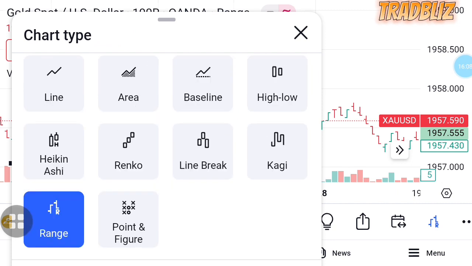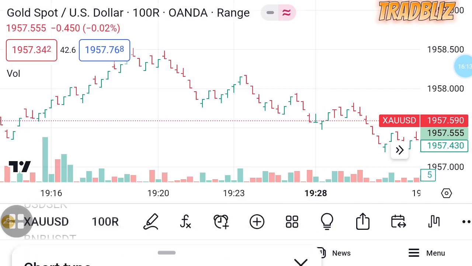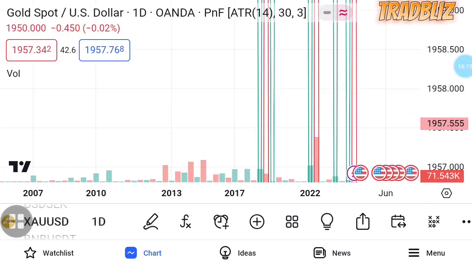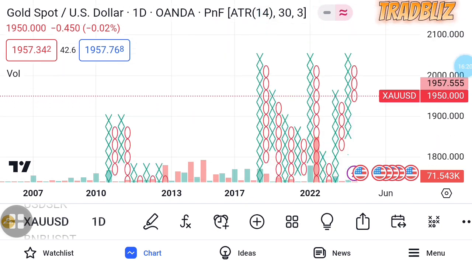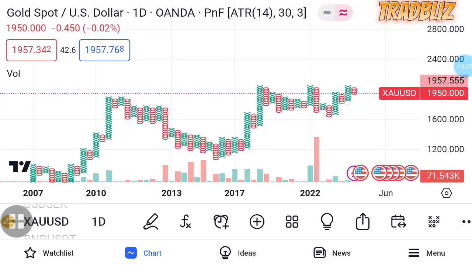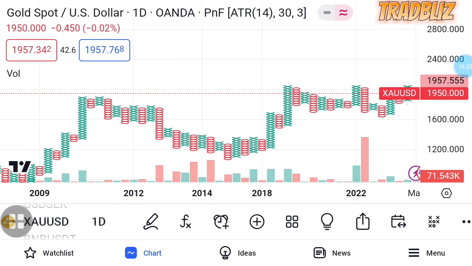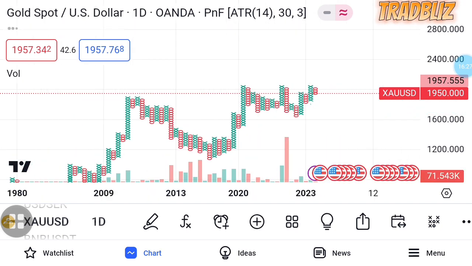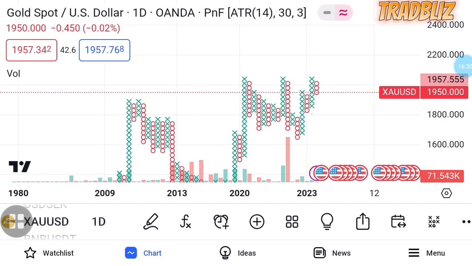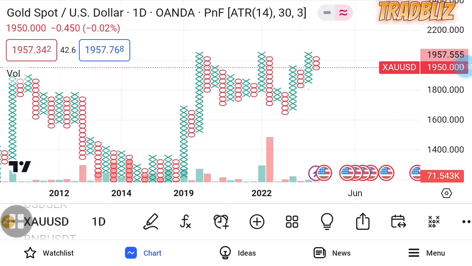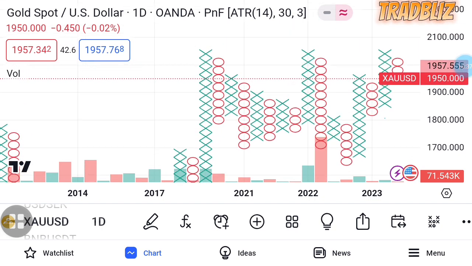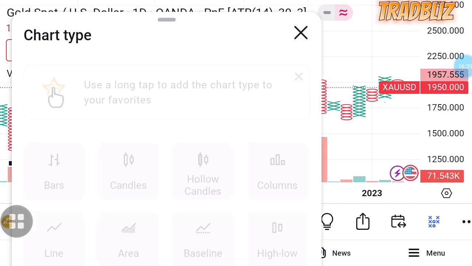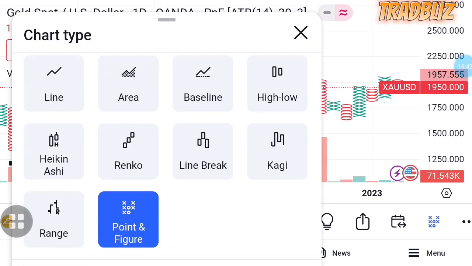Then the next one is Point and Figure. This is how it looks: X and O, more like X and O. So that's that for that. This is the last one I'm talking about.